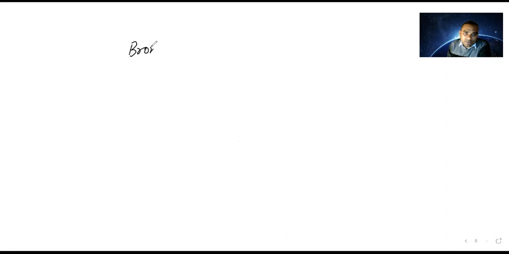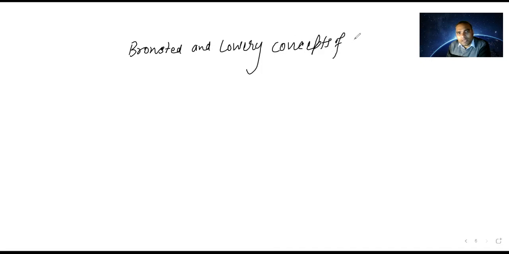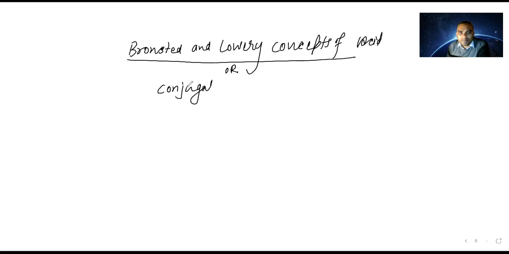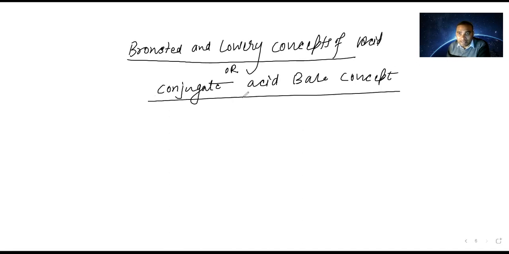Next one is concept number 2: the Bronsted and Lowry concept of acid base. This one has one more name, which is given in your book itself: the conjugate acid base concept. This is more about understanding, based on this concept. What are they saying?